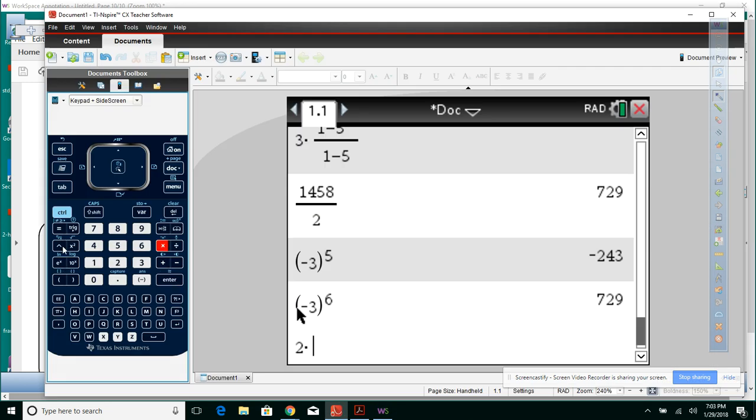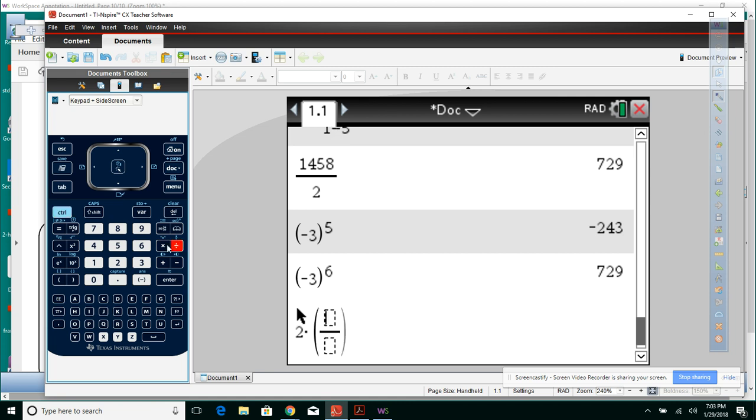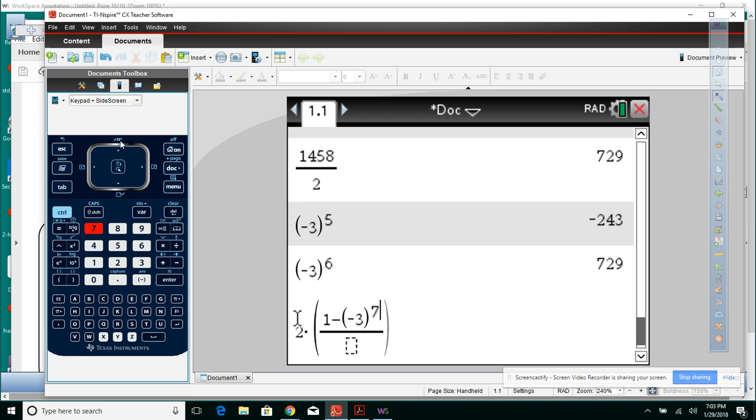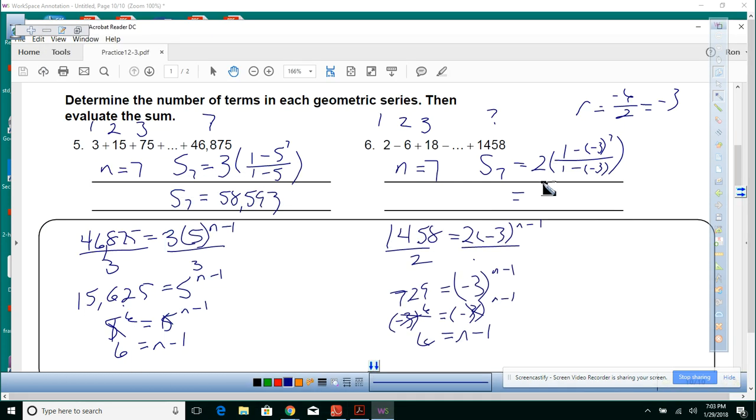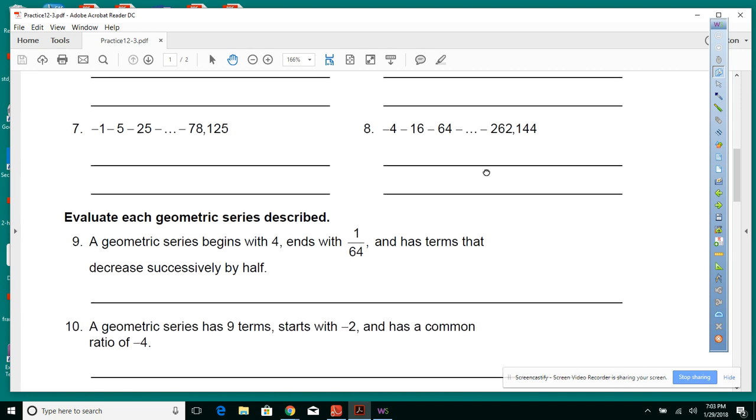We got 2 times, open parentheses, control, divide, 1 minus, and then negative 3, close parentheses, caret 7. And then on the bottom, we have 1 minus negative 3. And 1,094 equals 1094. All right, good. 7.